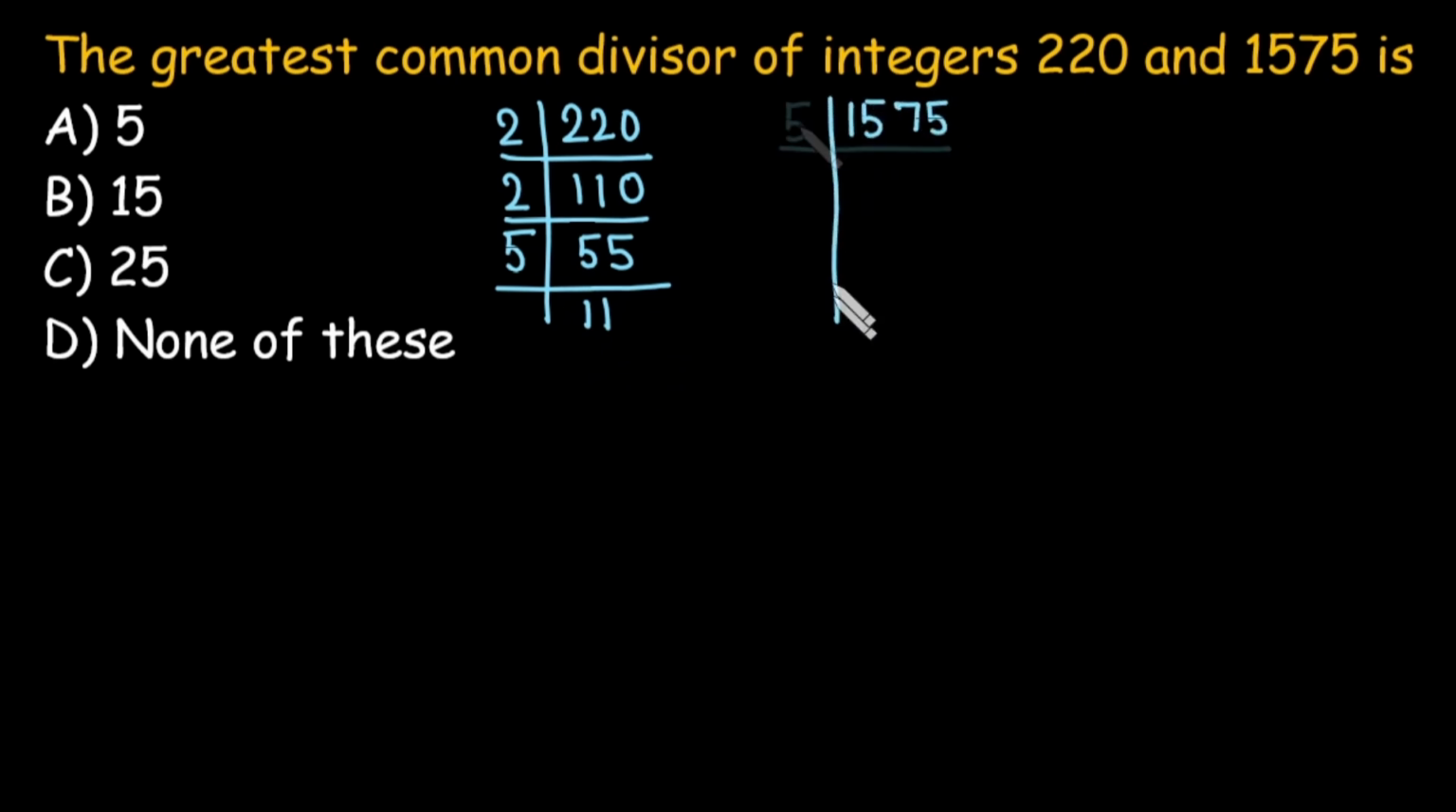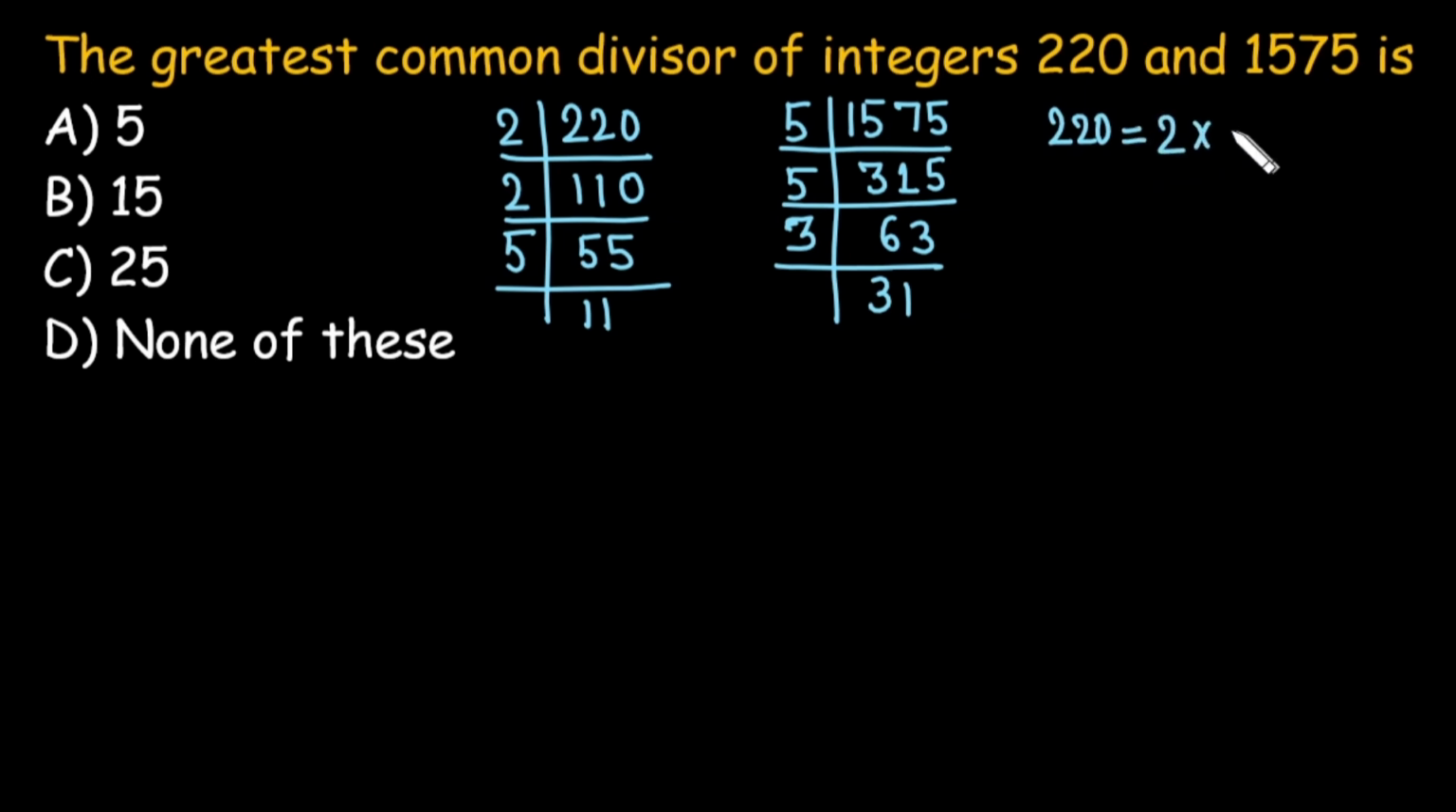Then, 1575 can easily be divided by 5. So, here we have 315. Again, divide by 5. That is 63. Now, divide by 3. We get 21. As 21 is not prime, we keep dividing. So the prime factorization of 220 is equal to 2 into 2 into 5 into 11, whereas the prime factorization of 1575 is equal to 5 into 5 into 3 into 3 into 7.